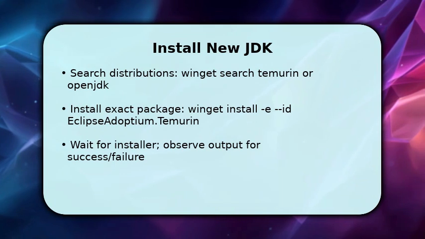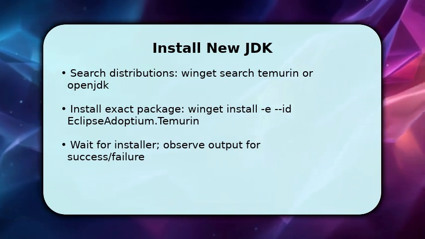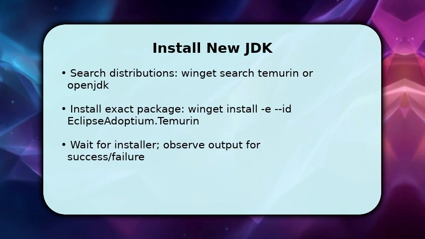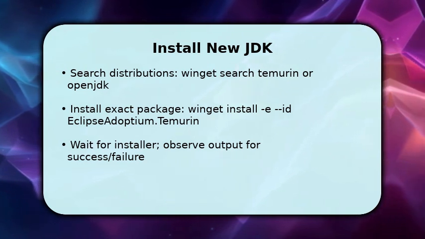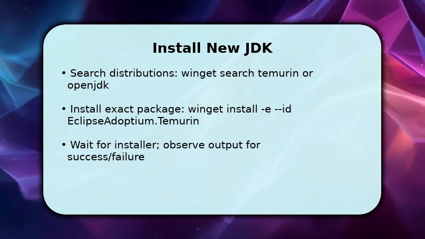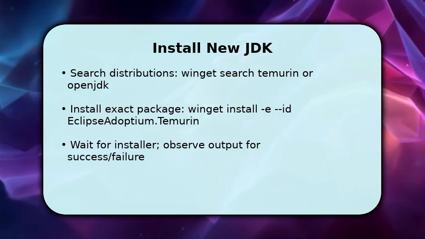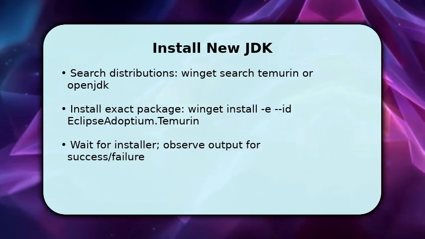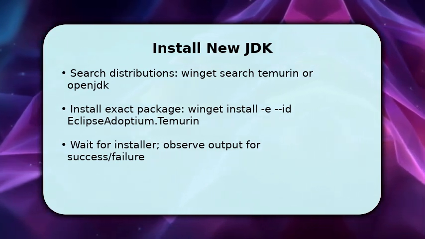First run winget search Temurin or winget search OpenJDK to pick a specific vendor and version, and choose the exact package ID. Then run winget install -e --id EclipseAdoptium.Temurin. The -e flag ensures an exact match. The install is unattended, but you may see prompts for agreements. Watch the console for completion messages.